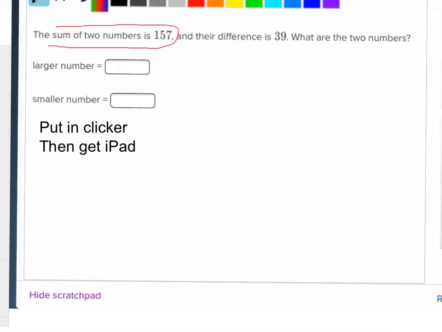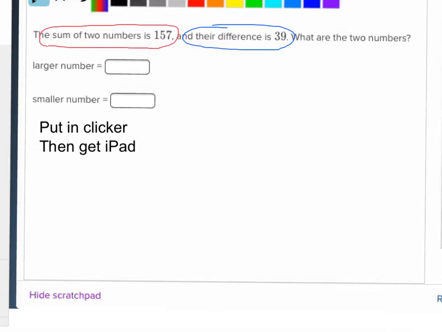In this problem, we have the sum of two numbers is 157. So that's one scenario. But then they give you a second scenario. They say, and their difference is 39. So we've got two different scenarios in this case, don't we? Anytime you have two separate scenarios, the problem is going to be a system of equation word problem.